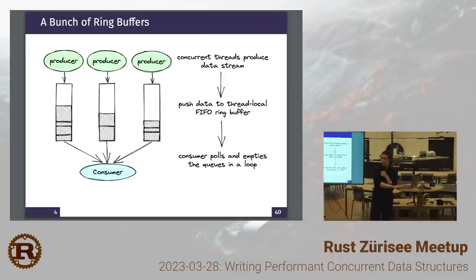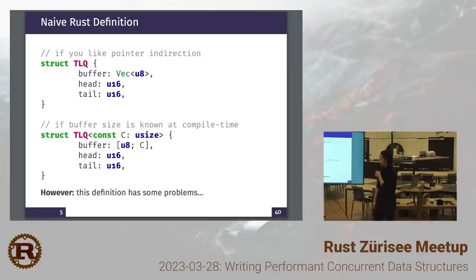Right, so an example of how you'd write a ring buffer in Rust would be, and I call this TLQ, which just stands for thread local queue. And one way you can do it is to just have a buffer, which is a vector of bytes, if you like pointer indirection, which I think you don't. Then you just also save the head and tail in there, which basically tell you how full the queue is. Or another way, if you know the size of the buffer at compile time, you can just parameterize your buffer with a const generic, and then have a fixed size array there.